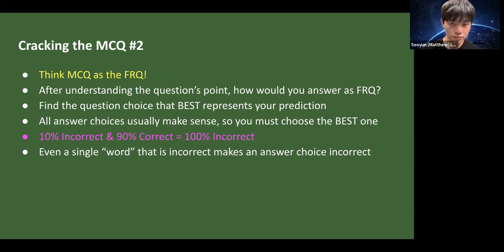One trick here, for all AP exams, including the SATs, or even all College Board exams: if an answer choice contains 10% incorrect information and 90% correct information, it means that it's 100% incorrect. Even a single word that is incorrect can make the entire answer choice incorrect. And sometimes 50% correct and 50% ambiguous might be the answer. But as soon as you find something incorrect, that's just incorrect.